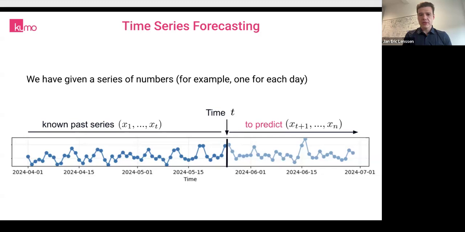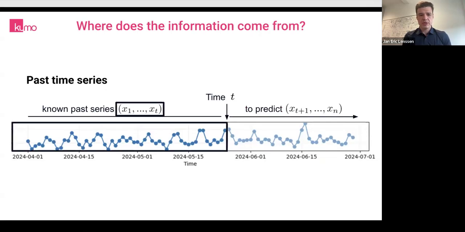If you want to solve this task, then of course, in order to make a prediction about these values in the future, you need some kind of signals that tell you how these values could behave. And this is the most crucial part of time series forecasting: where do you get your signal from that enables you to do the prediction? There are actually quite a few signals that you could use. The most important one is the past time series that you are given, of course, x1 to xt. And this already holds a lot of information about the future.